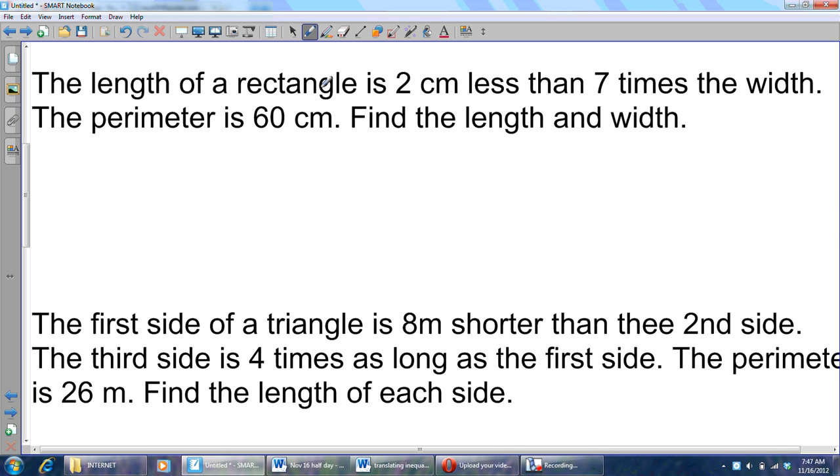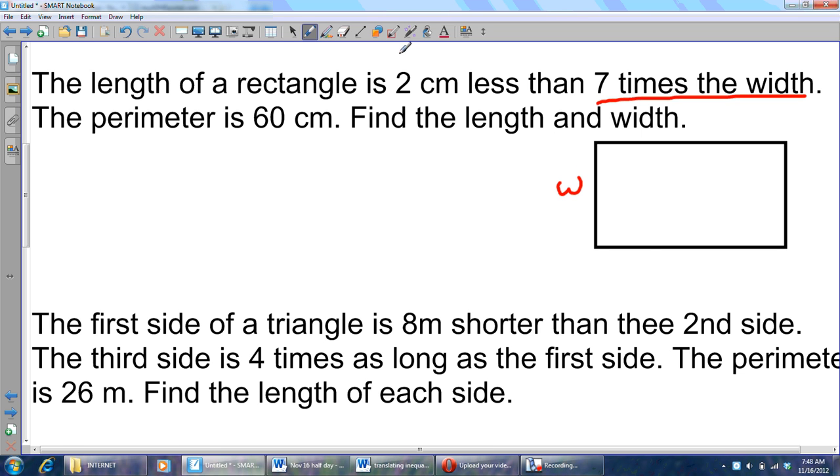All right, the length of a rectangle is 2 centimeters less than 7 times the width. Again, I need a rectangle. There it is. Okay. I know the length is 2 centimeters less than 7 times the width. So again, I need the width. All right. I need 7 times the width to help me figure out the length.